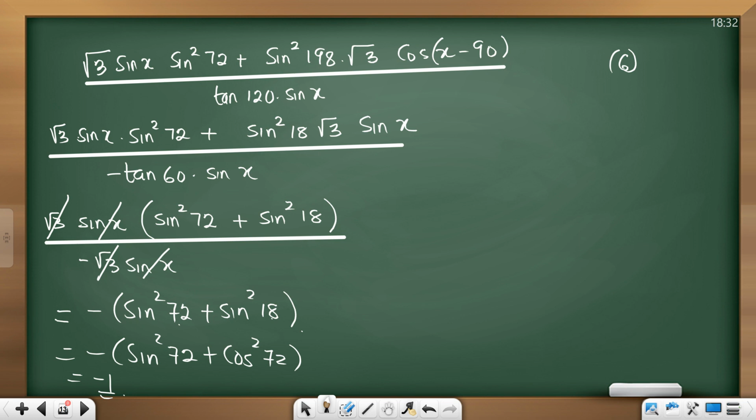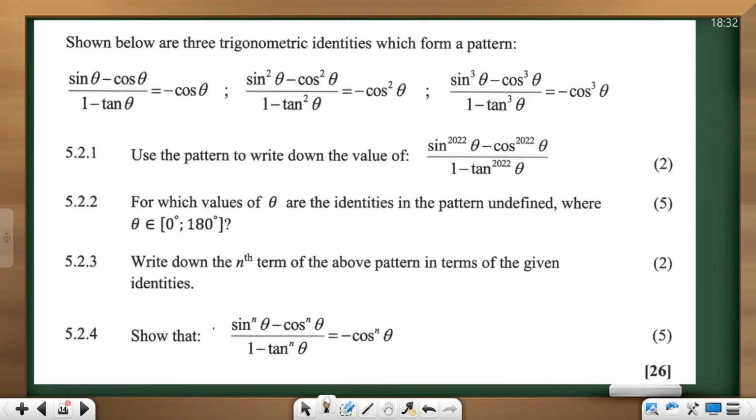Yes, sine squared 72 is also equal to cos squared 18. So you can change whichever one you want. Oh, we're done. Thank you for that question. That was just a lovely birthday gift. Although my birthday is still far, I really enjoyed it. Best one that I've received ever.